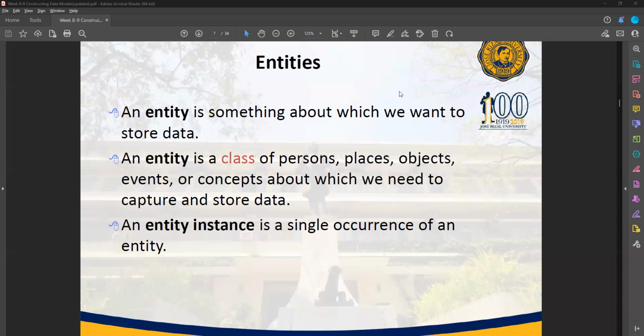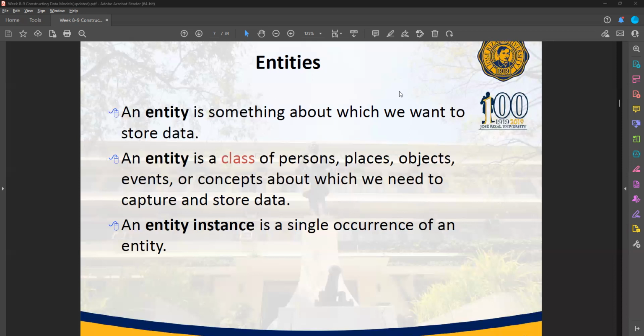So for example, can you give... I would not call you, but you can recite if you would like to. For example, the customer, di ba? We identified that as one of our entities. What could be its attributes? Anybody? Name. Location also, pwede. Name, location, or maybe the address. Email address, yes. What else?